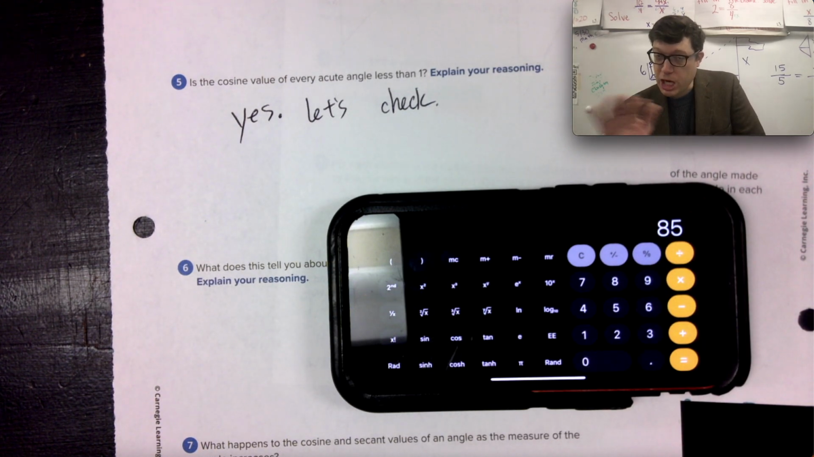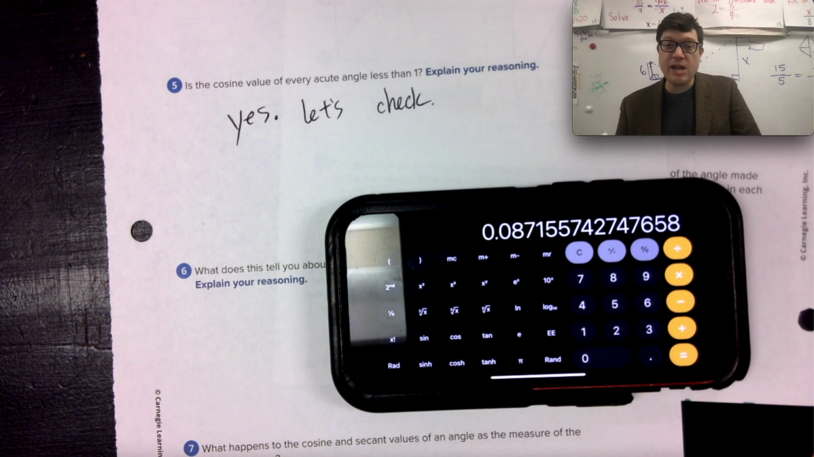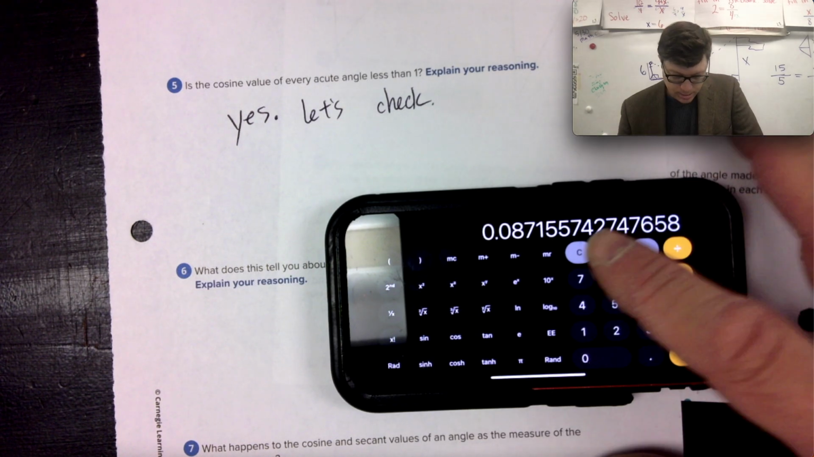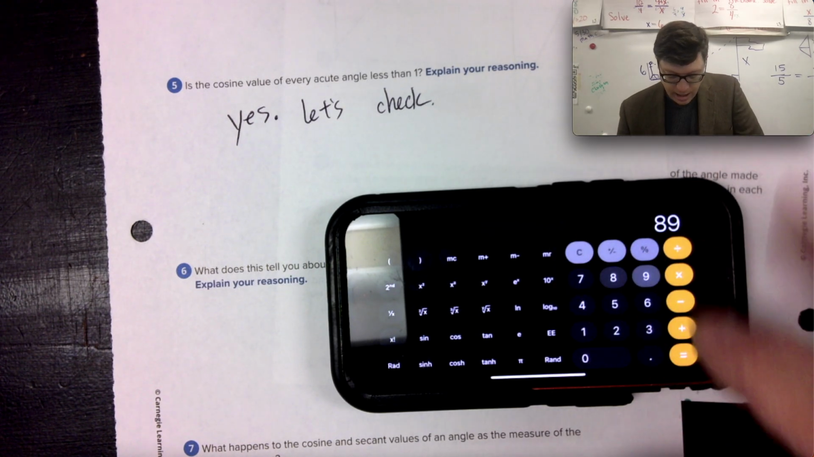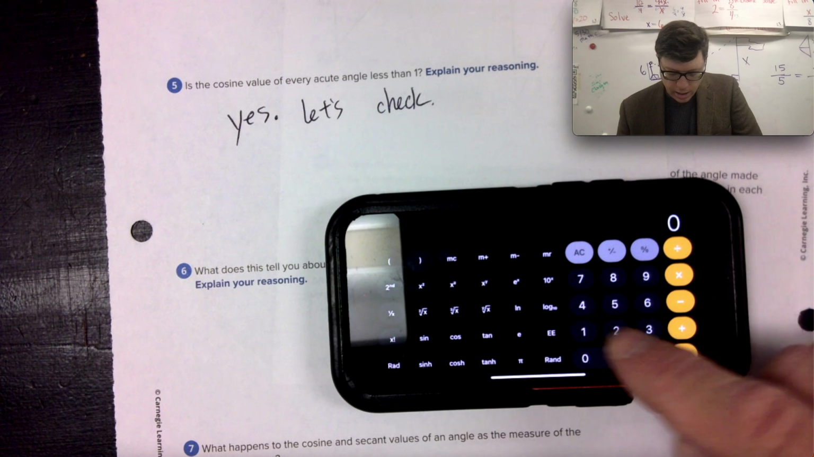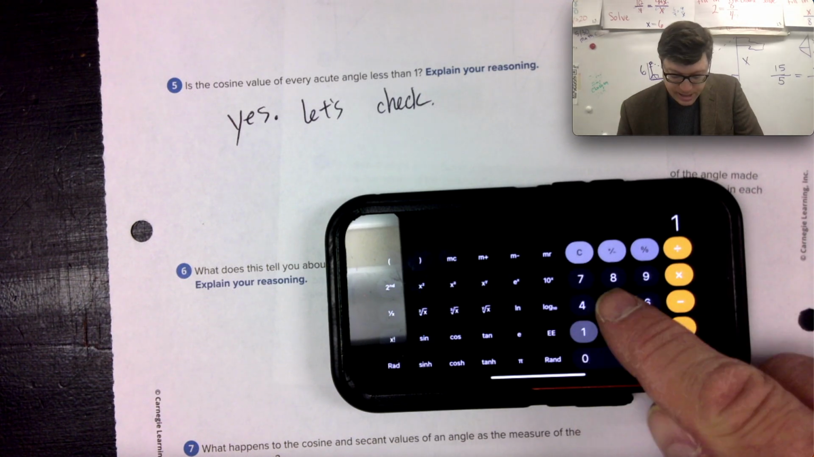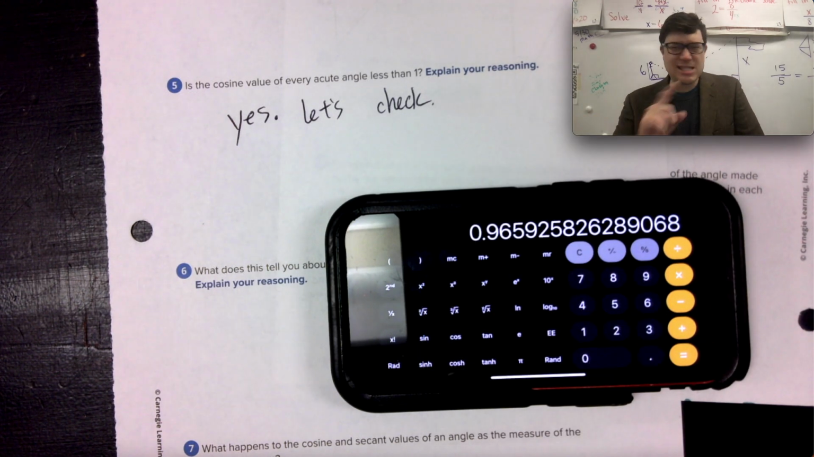No negatives for geometry classes. Negatives will happen in Algebra 2, and there'll be a reason why. But right now, we should have positive. So the cosine of 85 is 0.08. The cosine of 89 is 0.01. Well, those are definitely less than 1. Let's go the other way. Cosine of 25 is 0.906. Cosine of 15 is 0.96. Still not greater than 1.